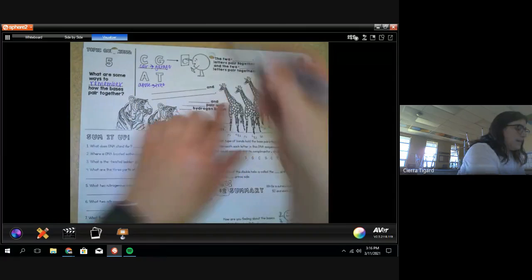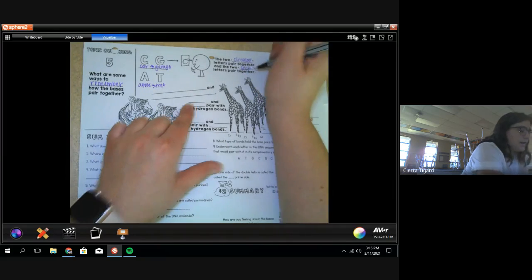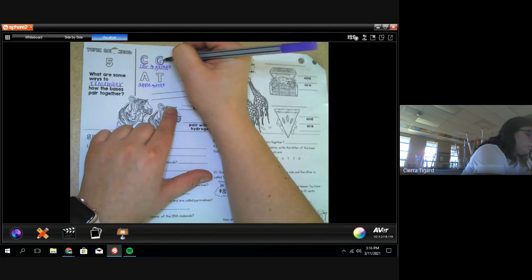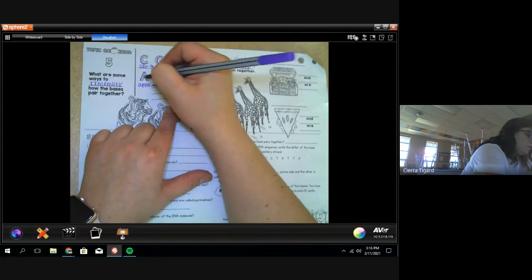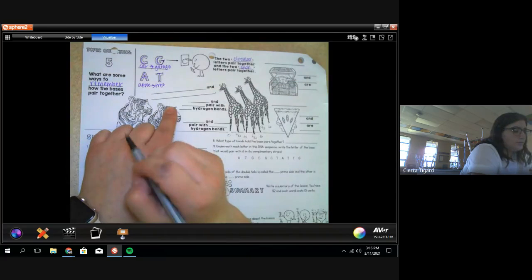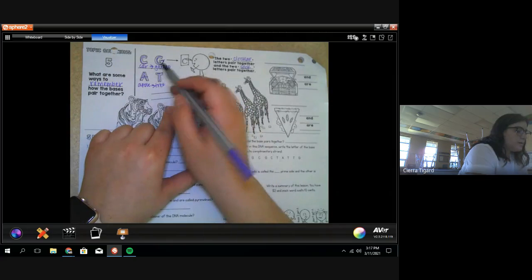Or we could say that the two circular letters paired together while the two stick letters paired together. So obviously our C is a circle and our G is a circle. And then A and T are all made out of straight lines. So those would be our stick letters. Okay, so that is how we know which ones pair together.